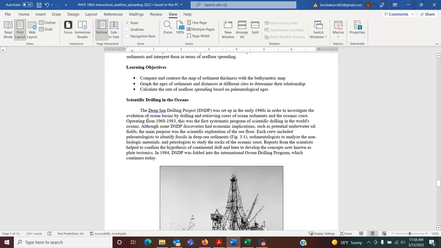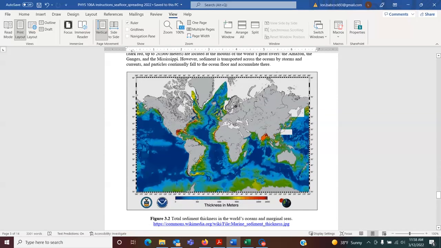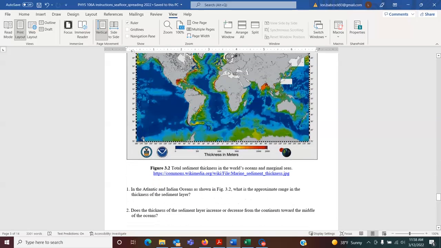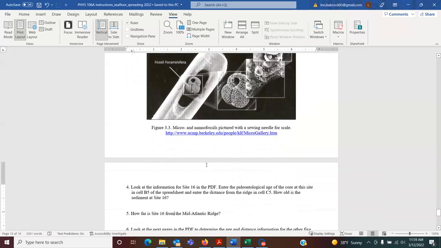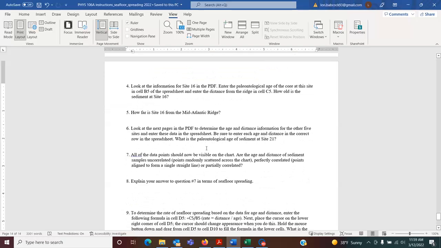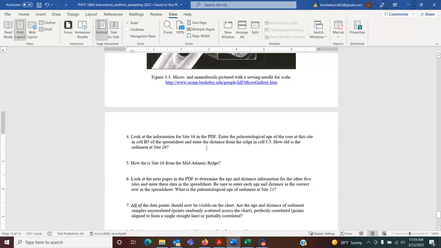Part 3, again, read through this background. You have everything you need within the Word document to answer these questions, like figure 3.2. But what I want to point out for this last part, hopefully not going too fast, this is where we start to use, once again, the PDF and now the Excel sheet. And what's great is the answers that you need to input into the Excel sheet are right in the PDF. So let's see. If I look at question 4, look at the information for site 16 in the PDF.